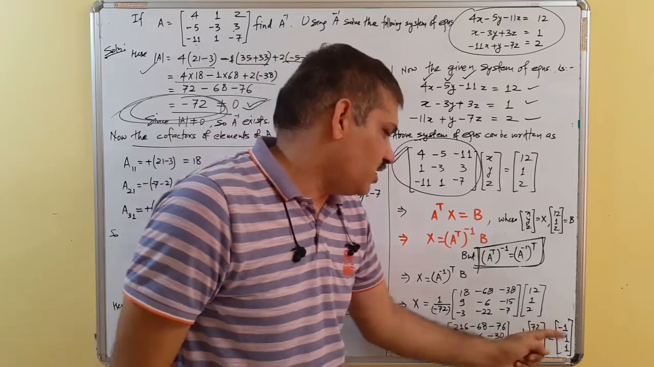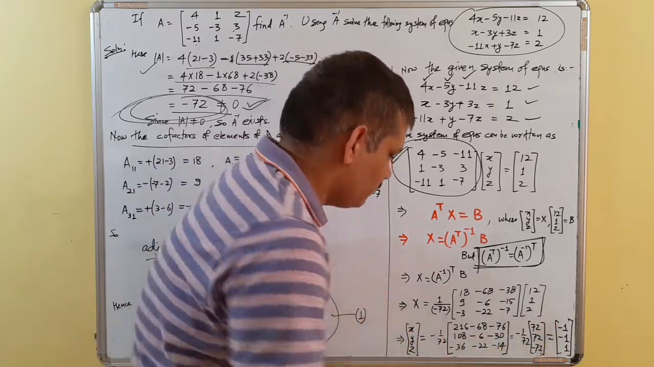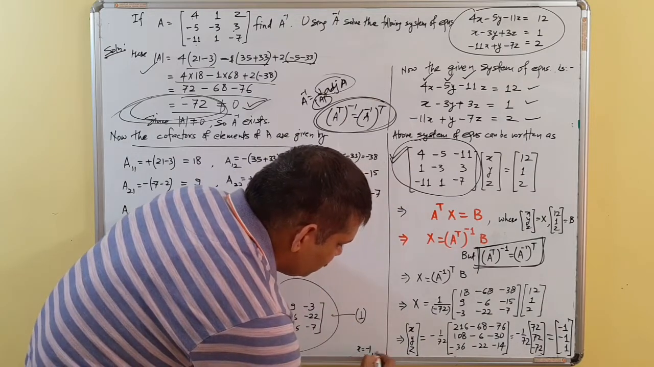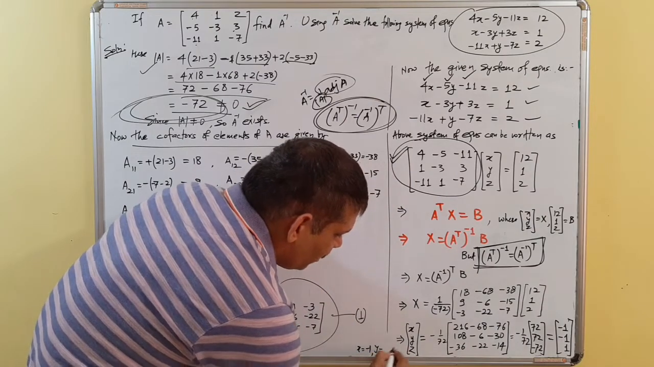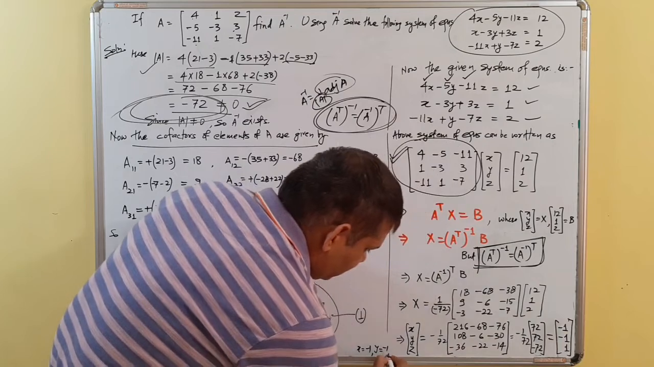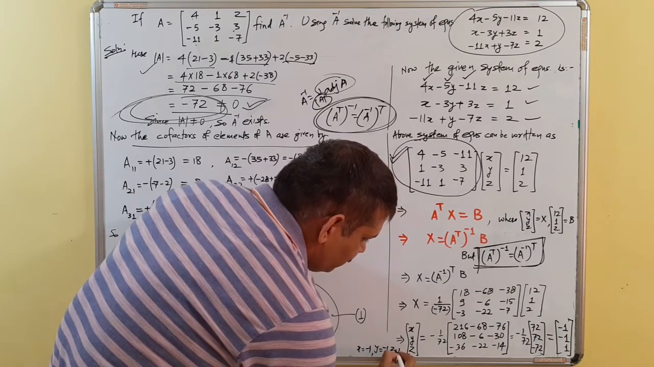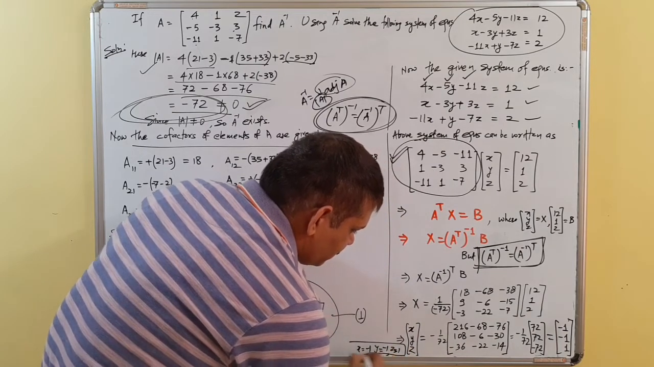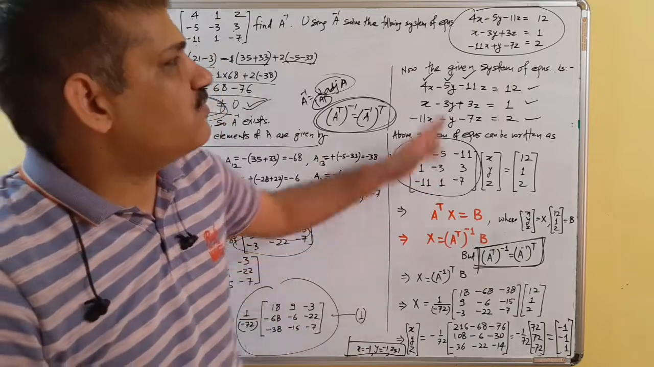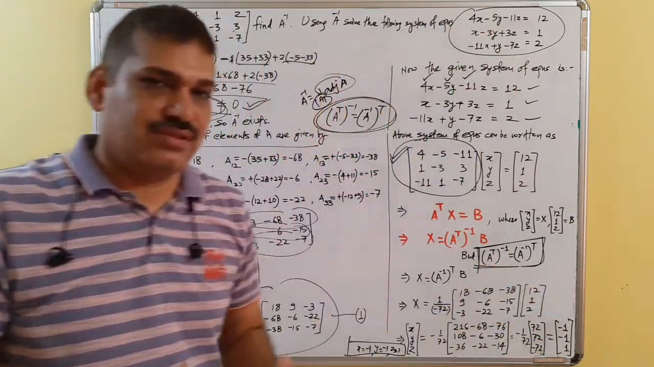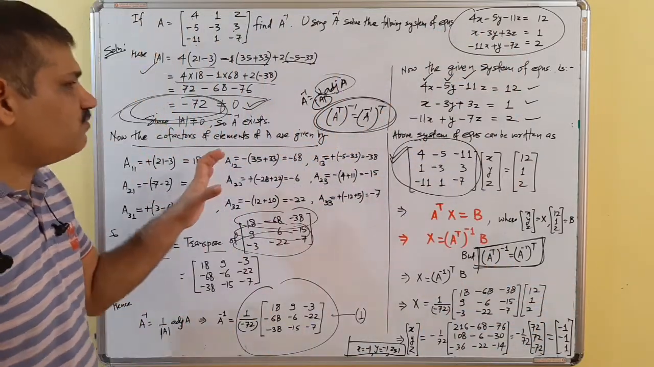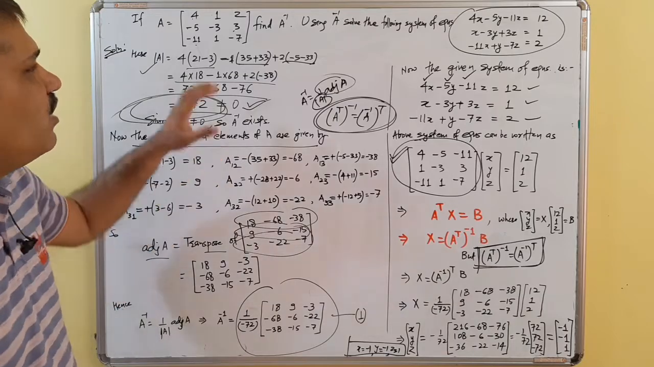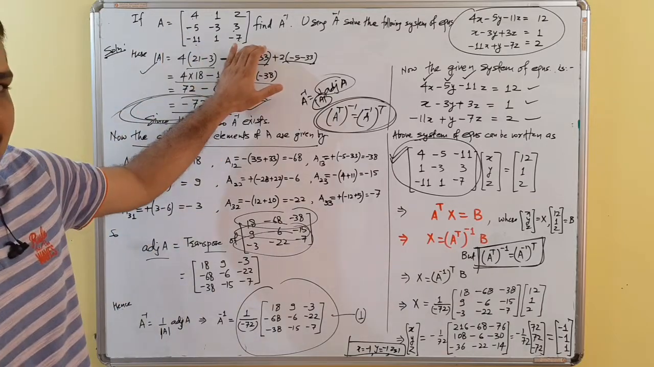Finally, x is equal to minus 1, y is equal to minus 1 and z is equal to 1. And these values of x, y, z satisfy all these equations. So this is how we do. In some of the questions it happens that we are to find the inverse of a given matrix first.